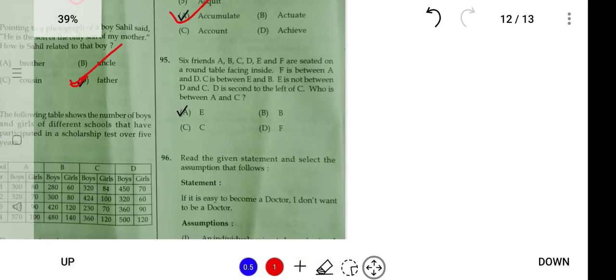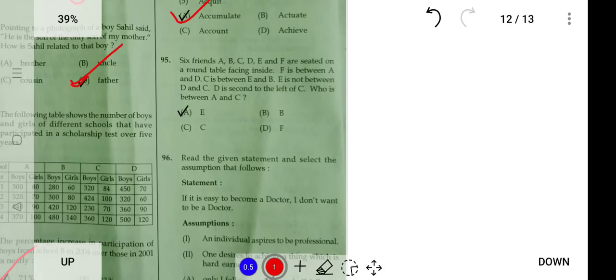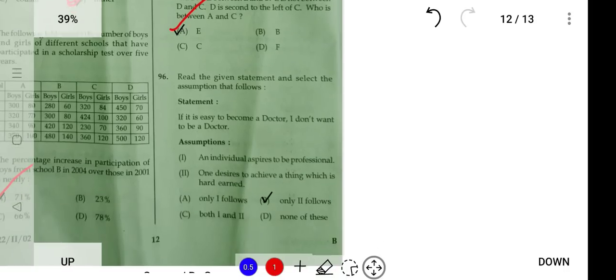Six friends A, B, C, D, E and F are seated around a round table. F is between A and D. C is between E and B, and C is not between D and F. So who is between A and C? It is E. Question number 96. Read the following statement and select the assumption that follows. So the answer is only two follows.